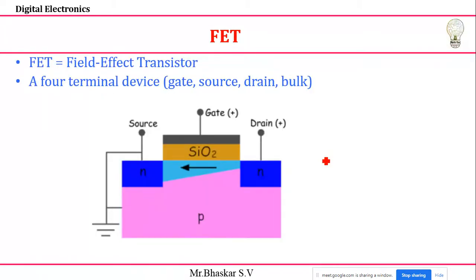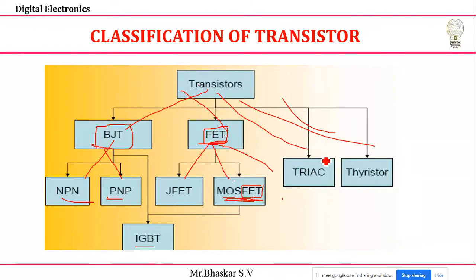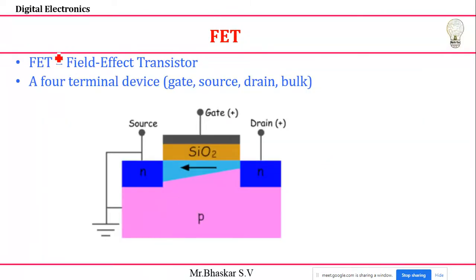First, we're looking at the classification of transistors. Next, FET stands for field effect transistor. Why it is called a field effect transistor and what its operation is, we'll see by taking the E-MOSFET. Next, mainly it consists of four terminals. One is called gate, another is source, another is drain, and one more is called bulk, or it is also called substrate.